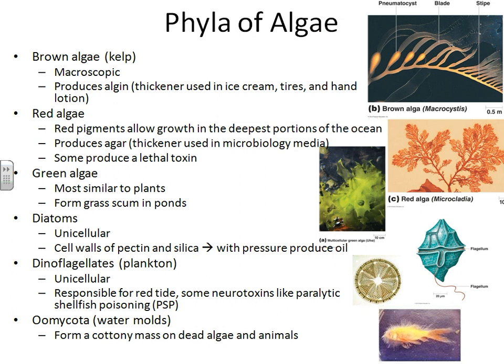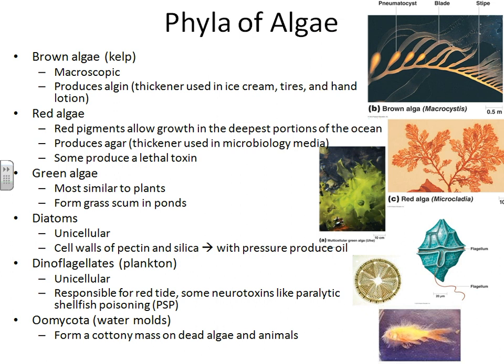But every one of you already today have used something that has brown algae in it. We get something from brown algae called algin. Algin is found in ice cream, hand lotion, and tires. It's a pretty broad spectrum of things, right? Okay? All it is, it's a thickener.